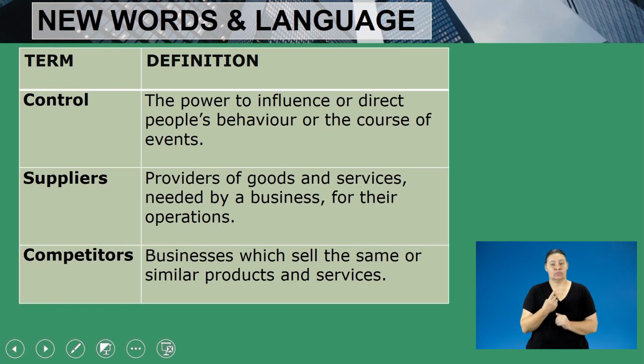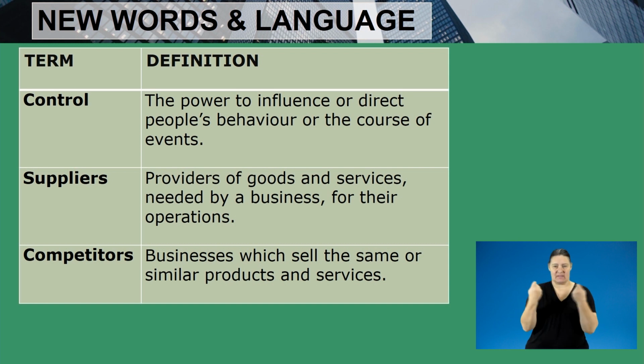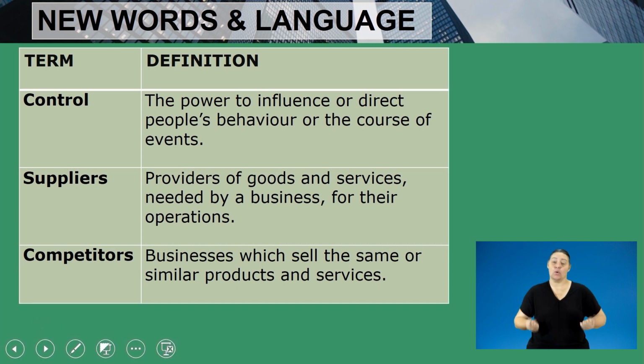New words and language. We have the term control: the power to influence or direct people's behavior or the cause of events. Then we have suppliers: providers of goods and services needed by a business for their operations. Then we have competitors: businesses which sell the same or similar products and services. Let us continue with our new words.